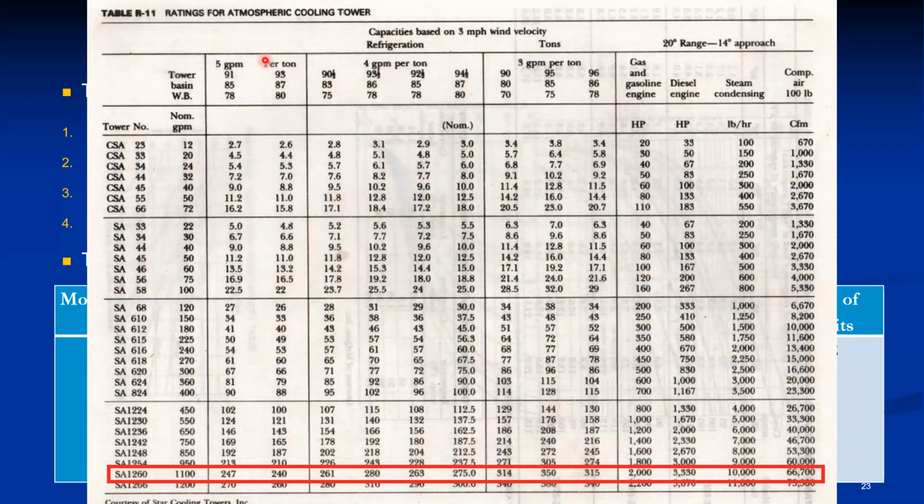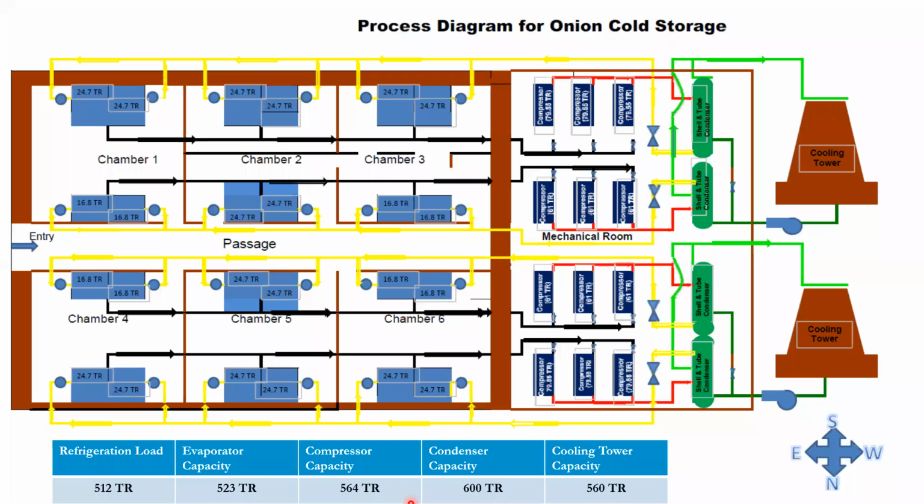Again, on a similar basis, we can select this 280. The selection is around 4 gallon per ton, and based on this, the tower basin temperature is around 78. 4 gallon per ton is selected because that meets the requirement of 1100. So it is slightly higher capacity. Here the meeting capacity is 280 TR. So this model is selected, only one model.